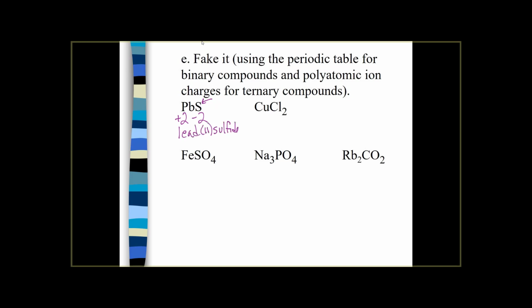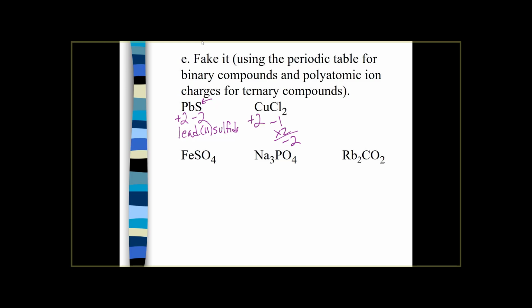And let's look at this next one. So copper can be a +1 or a +3. Let's look and see what it's bonded with. Chlorine bonded to a metal is a -1 because it's a halogen. So that's a total of -3 with the chlorine. So that means copper is a +2.